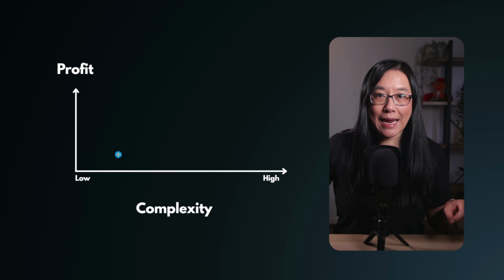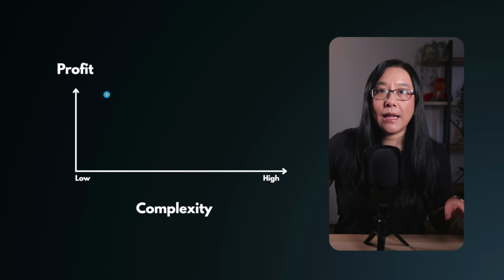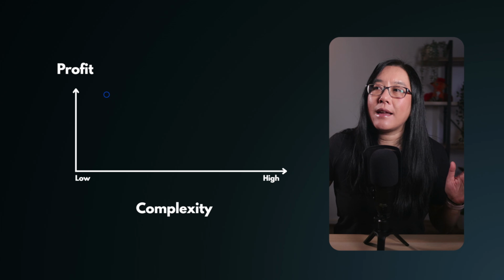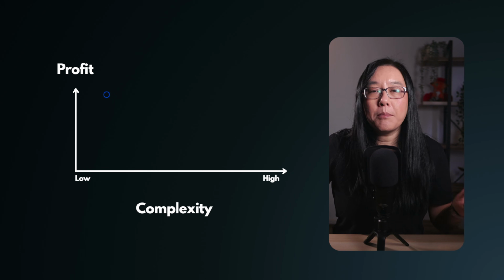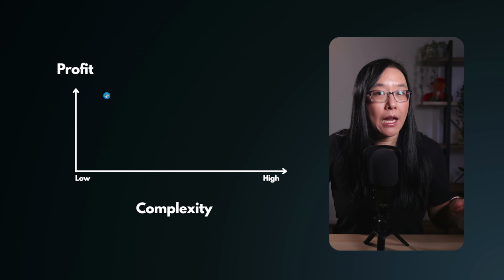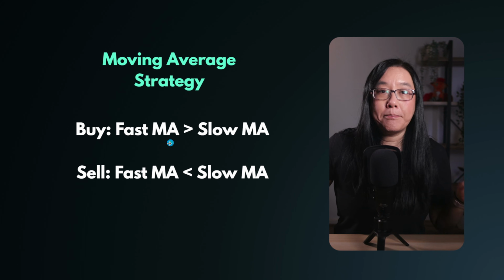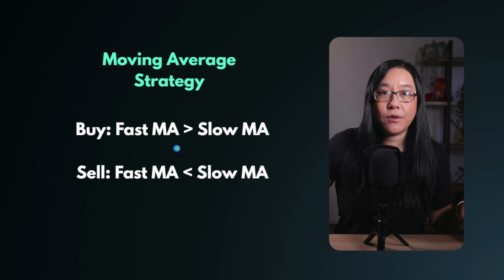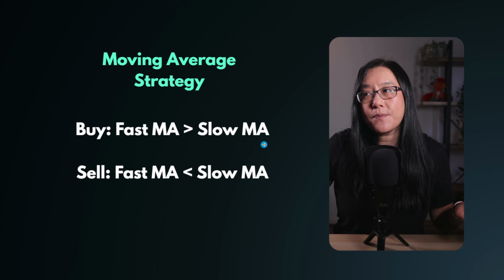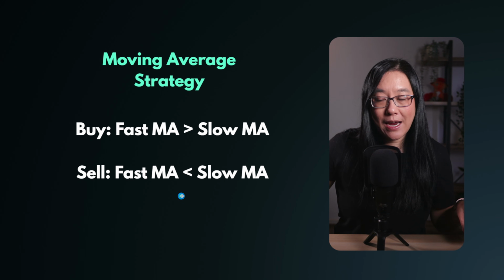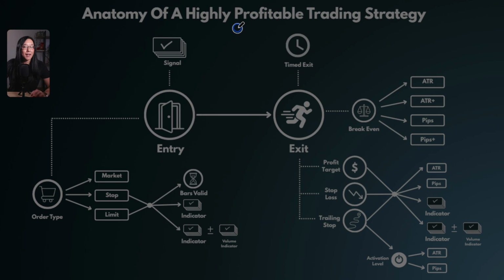And if we add another line here representing the profit potential for each complexity type, let's take a look at the simplest, most boring strategy that I know of, which is the moving average crossover, where we're buying when the fast moving average crosses over the slow moving average, and we're selling when the slow crosses over the fast moving average. Pretty simple.